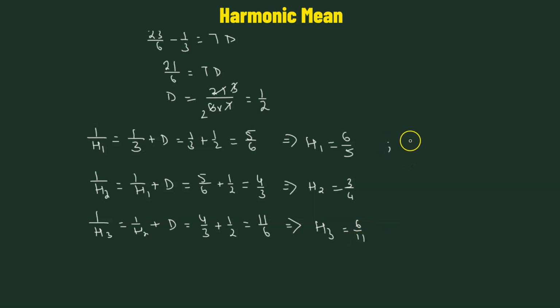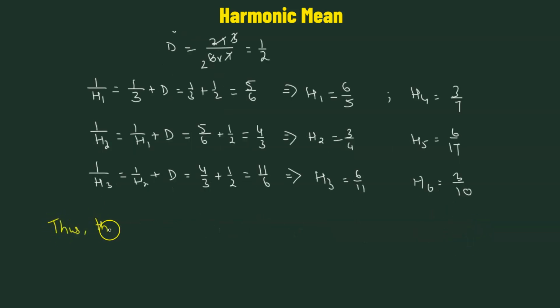Similarly, we can find h4, h5, and h6. The values come out to be 3 over 7, 6 over 17, and h6 will be 3 over 10. Thus, the 6 harmonic means are 6 over 5, 3 over 4, 6 over 11, 3 over 7, 6 over 17, and 3 over 10.